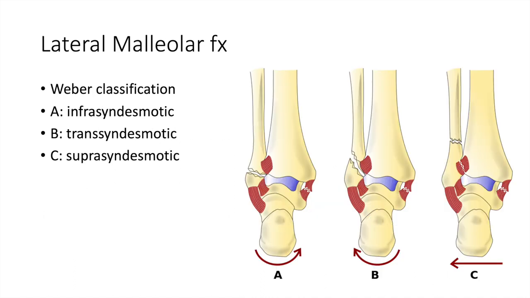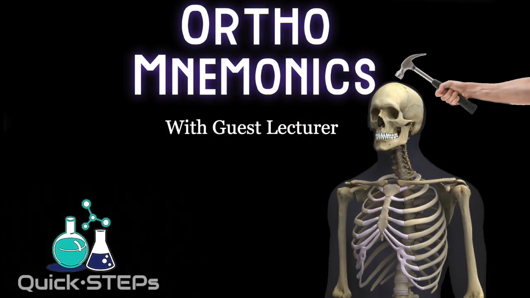Okay. Last but certainly not least, we got the Weber classification. This one's pretty straightforward. The only thing that you may get tripped up on is the fact that ABC is actually the opposite. So what do I mean by that? In general, you have a fracture and it's either below the syndesmosis, at the level of the syndesmosis, or above the syndesmosis. You would think it's descending order, so ABC from the top, but it's actually ABC from the bottom up. So A is infrasyndesmotic, which is distal. B is at the level of the syndesmosis, which is trans-syndesmotic, and C is above the level of the syndesmosis, so that's supra-syndesmotic.